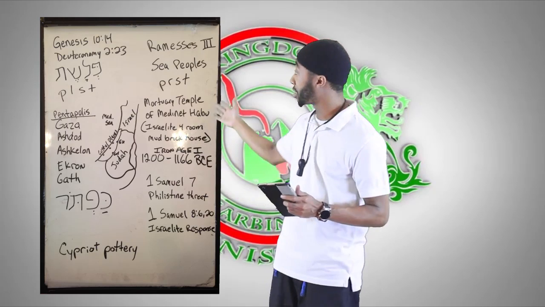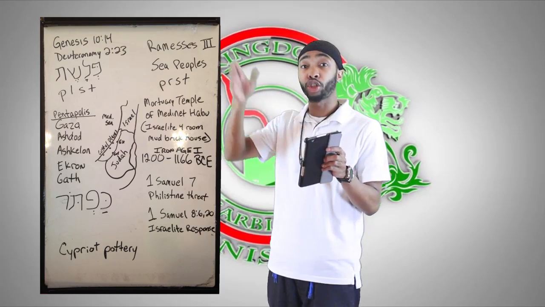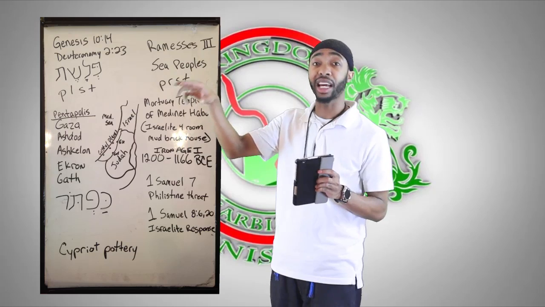Ekron and Gath, as you can see here on this map, were the cities that, when the Philistines were expanding, started to encroach upon Judah. And they established Gath and they established Ekron.